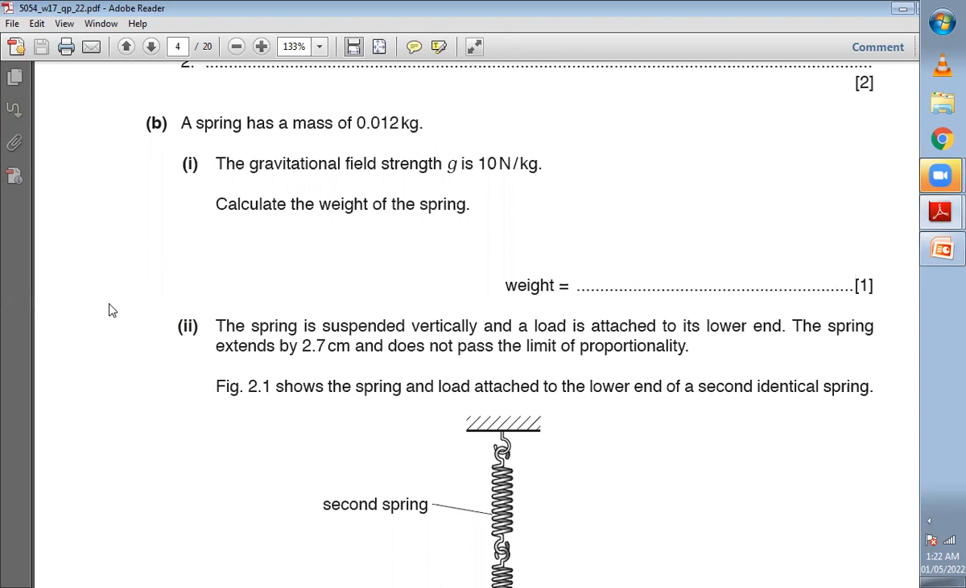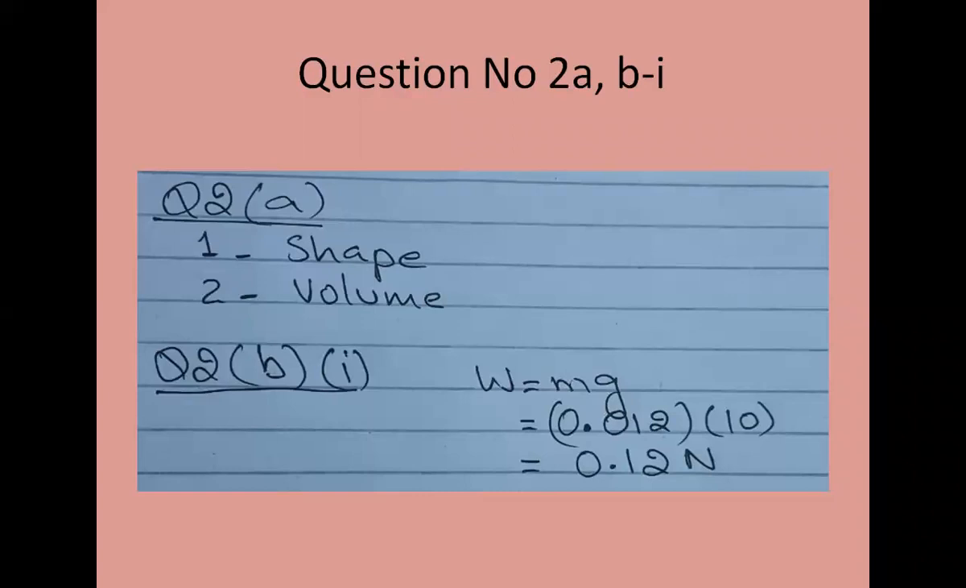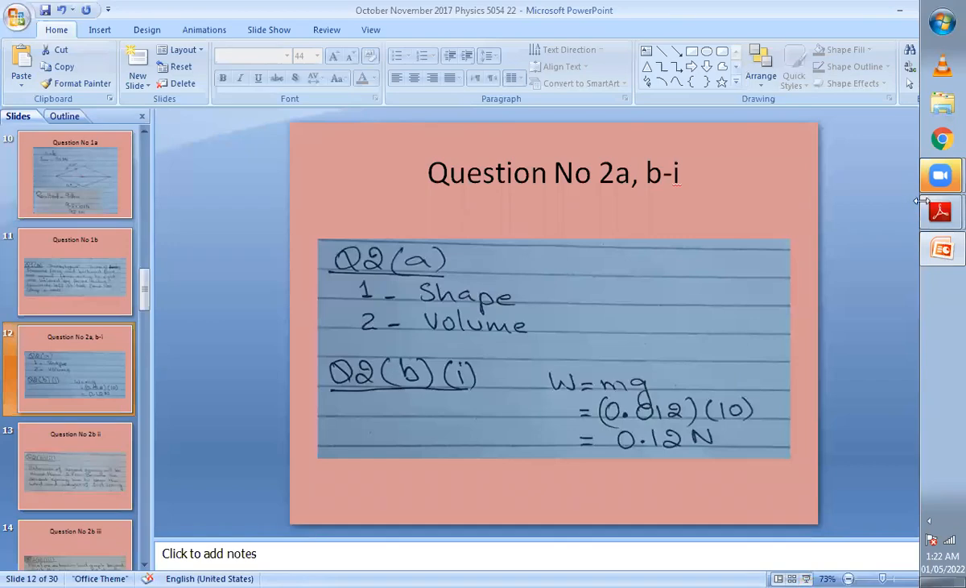So the weight of the spring will be W equals mg. That's the formula. So mass is given, the G value is given. You just put those values in that formula, and automatically you will get the answer. So W is equal to mg. The m is 0.012 kg, and the G value is 10 Newton per kg. Just multiply them, and you get 0.12 Newton. So that's the weight of that spring.